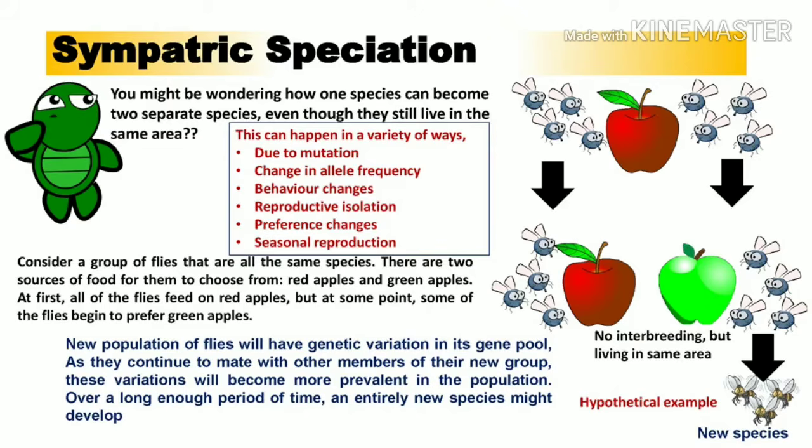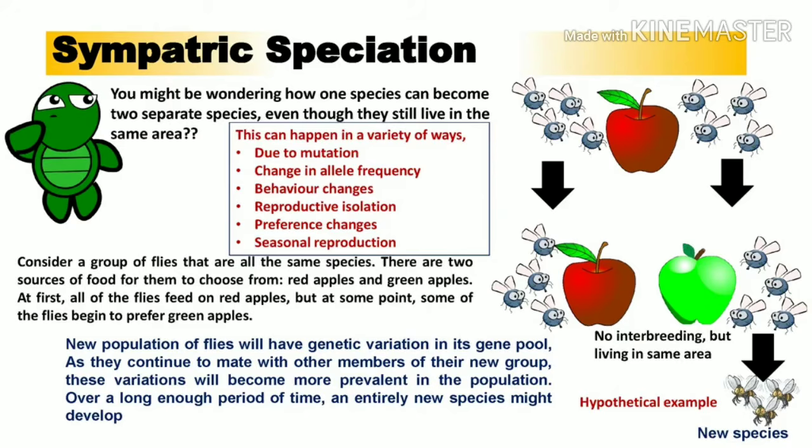So that is what is mentioned in the second para: consider a group of flies that are all the same species. There are two sources of food for them to choose from, red apple and green apple. At first all the flies are interested in feeding on red apple, but at some point some of the flies begin to prefer green color apple.